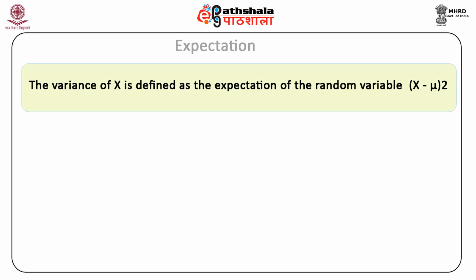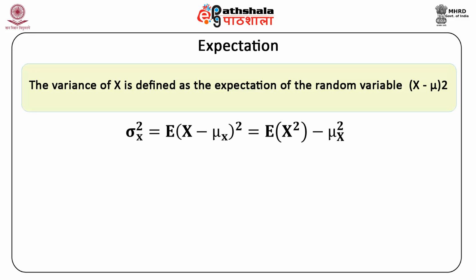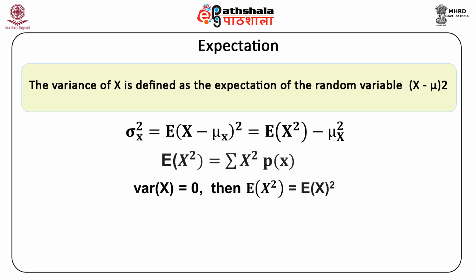Also, the variance of X is defined as the expectation of the random variable (X minus μ) whole squared. Thus, σ²(X) = E[(X − μx)²] = E(X²) − μx², where σ²(X) is the variance of X, and E(X²) = Σ x² p(x). Only when variance of X is equal to 0, then E(X²) is equal to (E(X))².